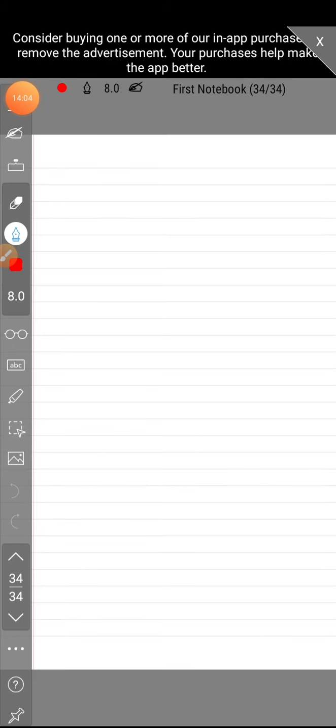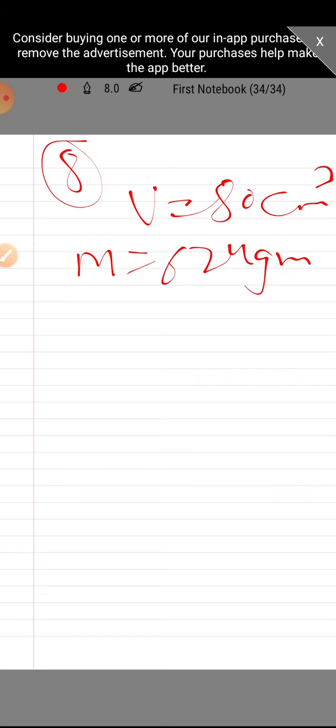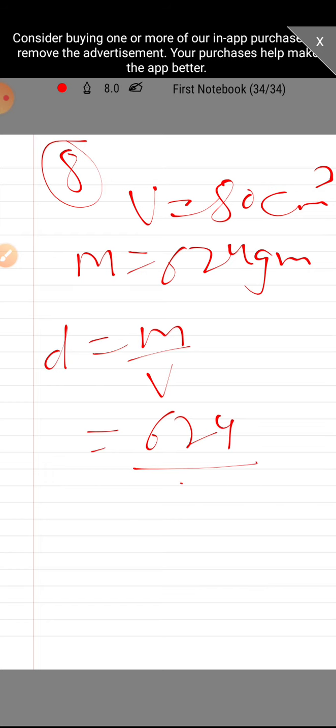Now moving to question number 8th, it's a rather simple question. Basically आपको volume given है, so volume is 80 centimeter cube, and your weight means mass is given as 624 grams, and you have to calculate the density of the iron. So density is given by mass upon volume. So mass is 624 and your volume is 80. So on dividing we can easily calculate the density as 7.8 gram per centimeter cube.